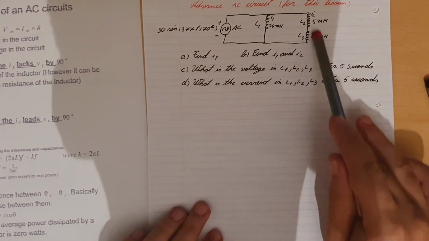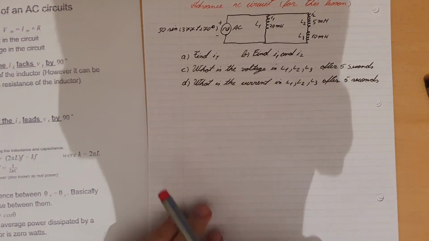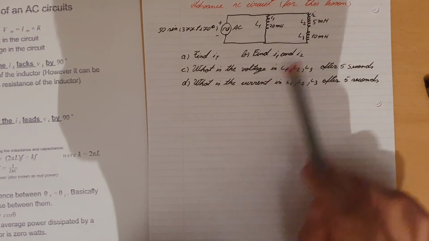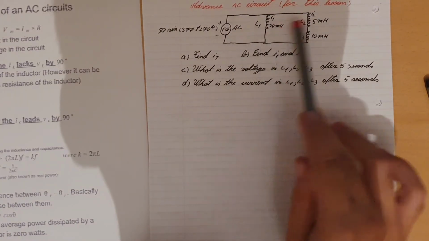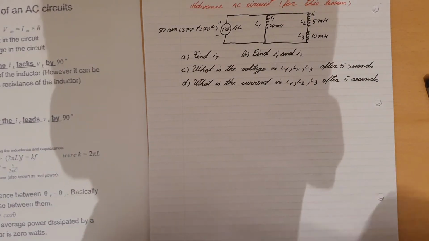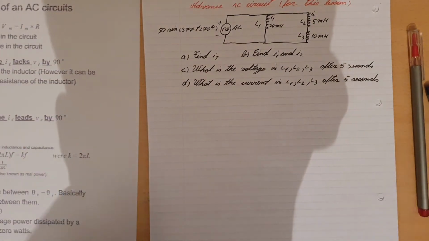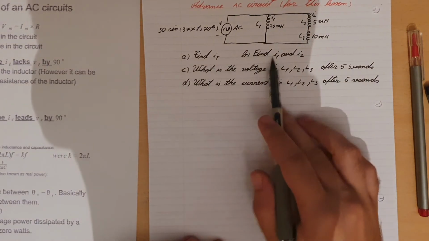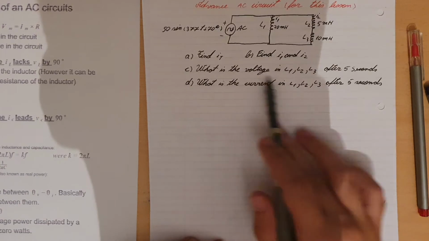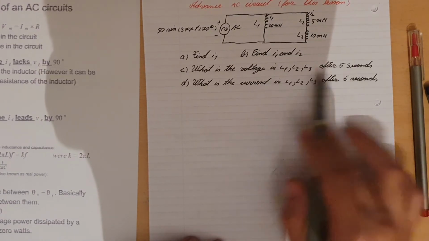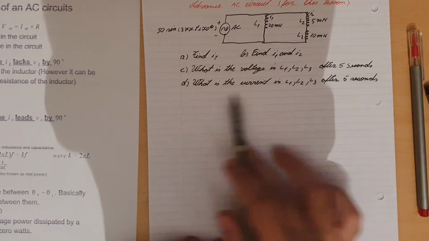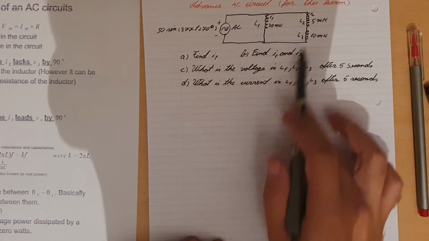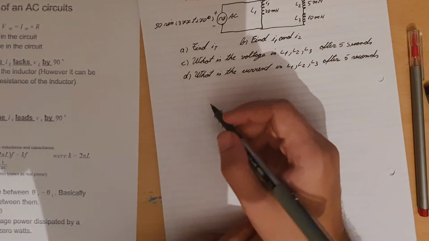Okay, so that will be inductors. We will change them into resistors, and we will apply the method where you change all inductors into resistors, or all capacitors into resistors. So let's get started. First, we need to find the same things. We need to find the current, current 1, current 2, and we also need to find the voltage in them after 5 seconds, and the currents after 5 seconds. All right, so let's get started.